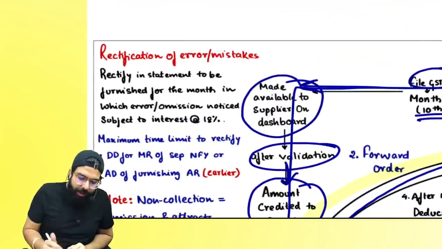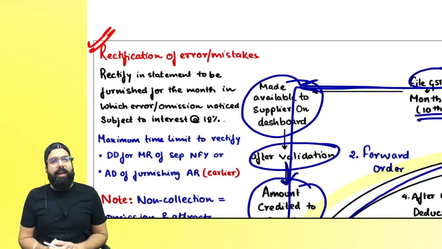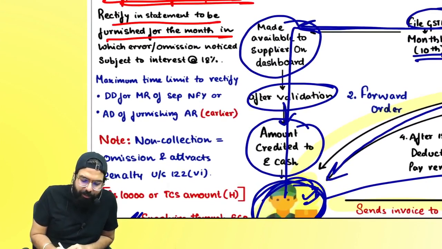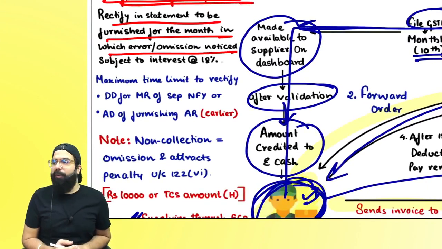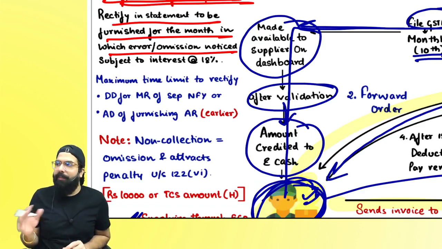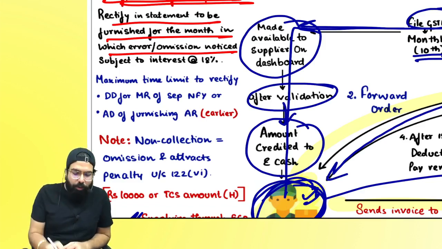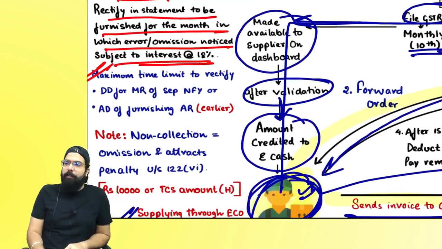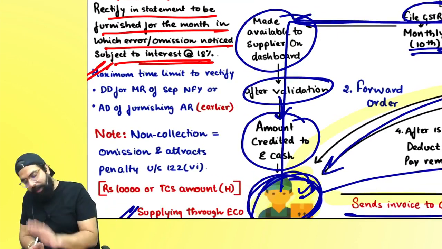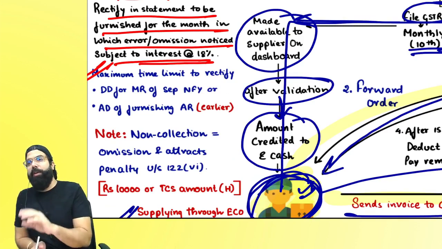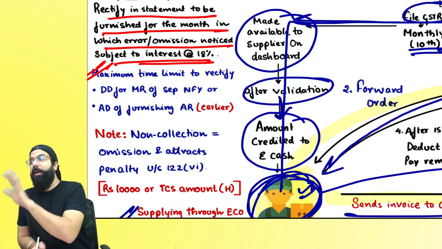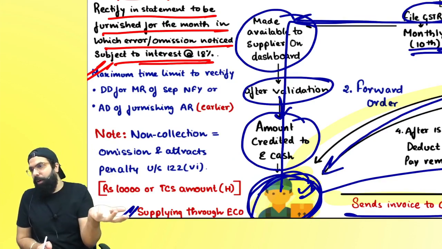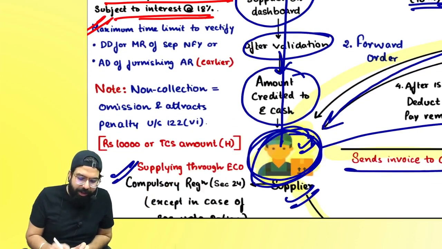Now, sir, if the e-commerce operator has made any mistake, always remember rectification of error or mistake has to be done in the statement in which the error or mistake is noticed. If you notice an error or mistake, please rectify it in the month you notice it, subject to interest at the rate of 18%. Sir, can I rectify any mistake? What is the time limit to rectify? In the month you notice. If you don't notice, the maximum time limit to rectify is what? The due date of the monthly return of September of the next year or the actual date of the annual return, whichever is earlier.